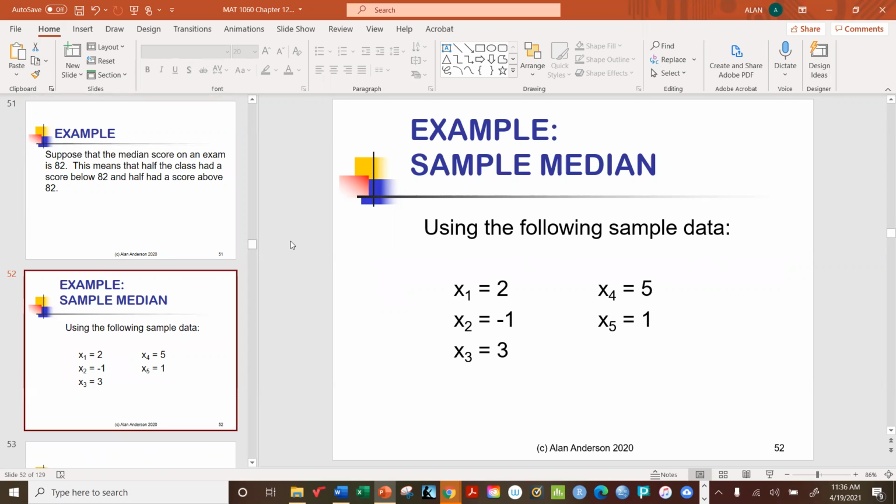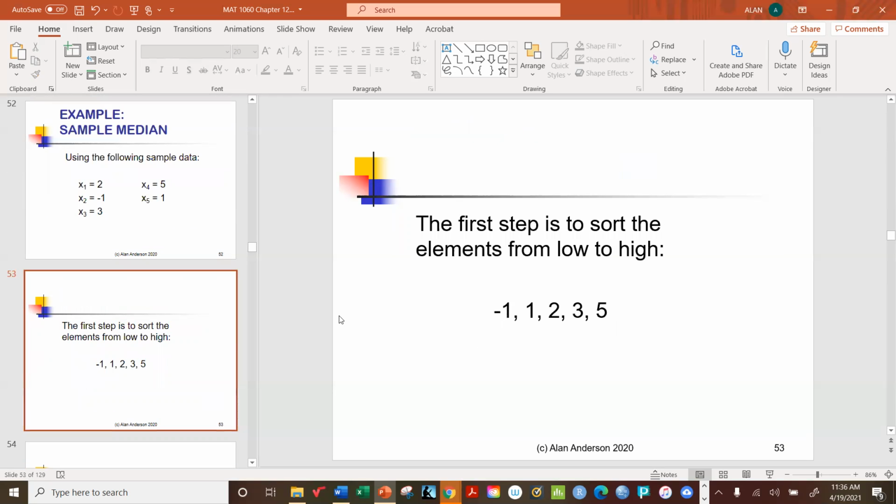Before we calculate a median, what we have to do is sort them out. All right, we have to sort them from the lowest to the highest values in order to do this properly. Okay, so if we do that here, we'll end up with -1, 1, 2, 3, and 5.